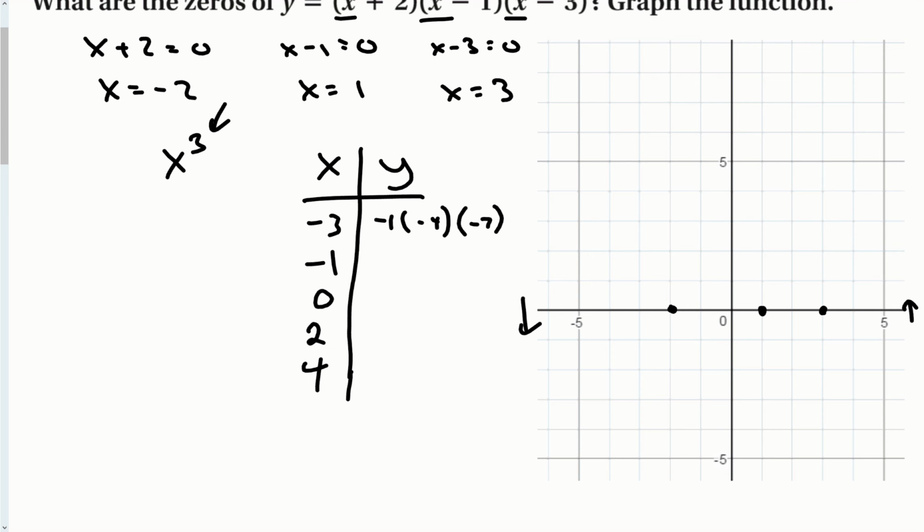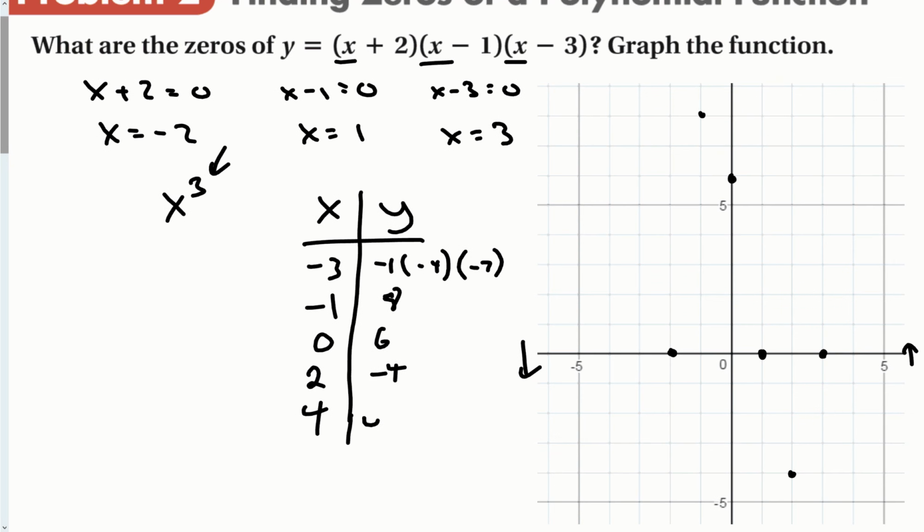And when I plug in -1, I get, no, 8, sorry, 8. Then when I plug in 0, I get 6. I've already plugged in 1. When I plug in 2, I get -4. And when I plug in 4, I get something off the graph again, which would be 6 times 3 times 1, so that's 18. That's off the graph.